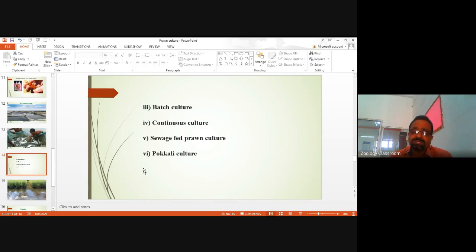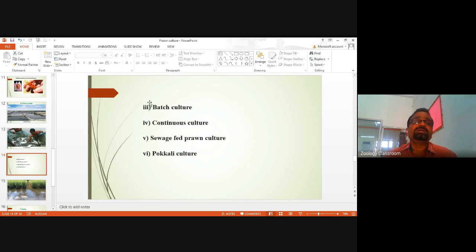Now this Pokkali culture is a traditional culture which is practiced in Kerala. The prawns are cultured after the paddy harvest, in the low saline period. After harvest, the prawns are stocked and reared for about 4 months with supplementary feeding. So even though they are having a small patch of land in the vicinity of their houses, these people in Kerala are practicing such type of culture.